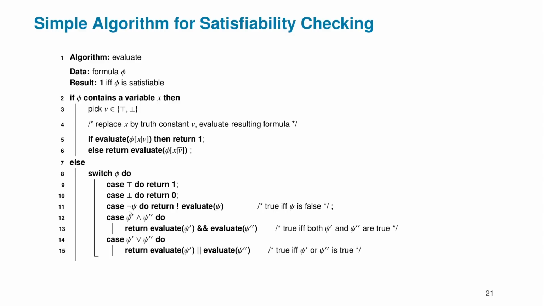If we have a formula not psi, then we return the value of psi and negate it. So we evaluate the immediate subformula and negate the outcome. If we have a conjunction, then we have to evaluate the one immediate subformula, we have to evaluate the other immediate subformula, and then we return true if both of them are true. Similarly, we do it for the disjunction. We evaluate the two immediate subformulas, and if at least one of them is true, we return true. And that's basically the semantics of the propositional formulas.